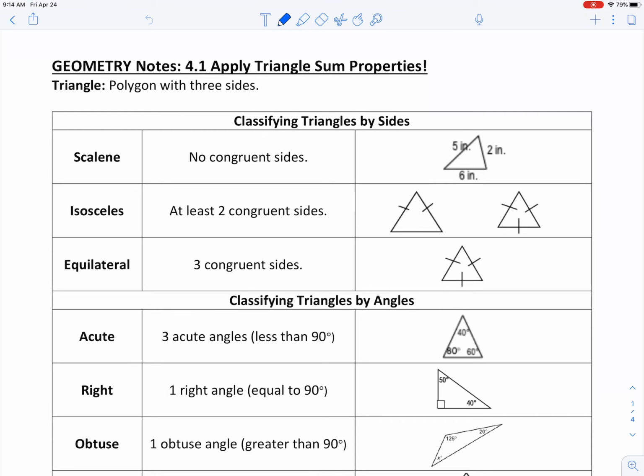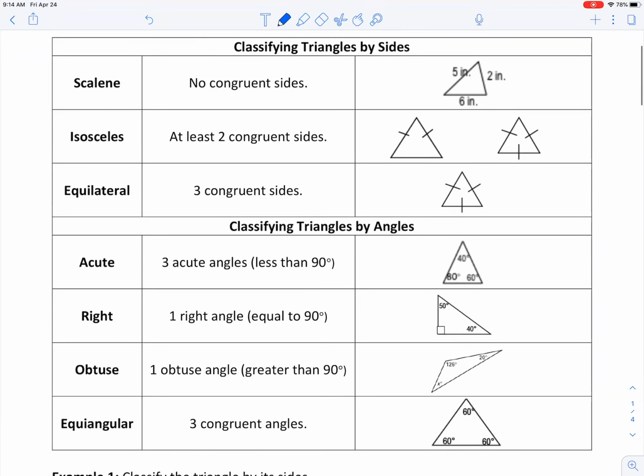So let's get started. Our first vocabulary word is triangle, which I know you guys know what that means. It's just a polygon with three sides. But in today's lesson we're going to focus more on different kinds of triangles. We can classify triangles by their sides.